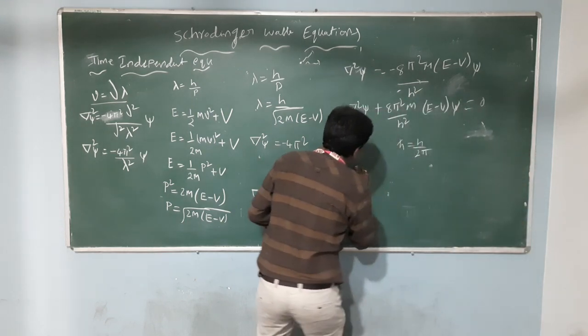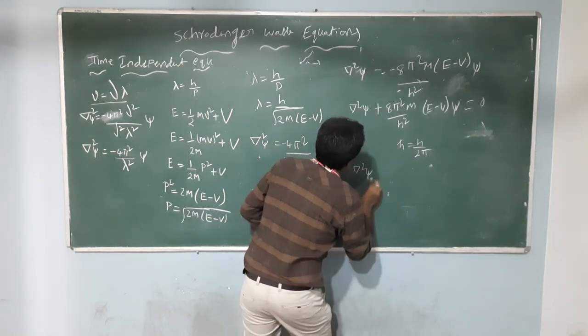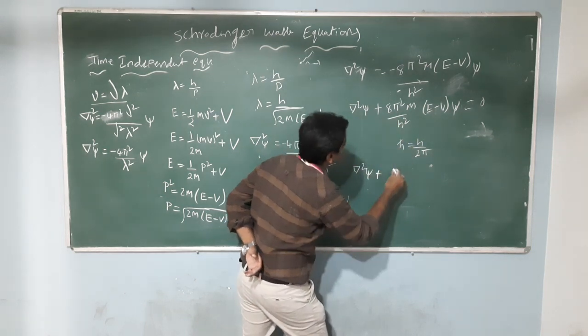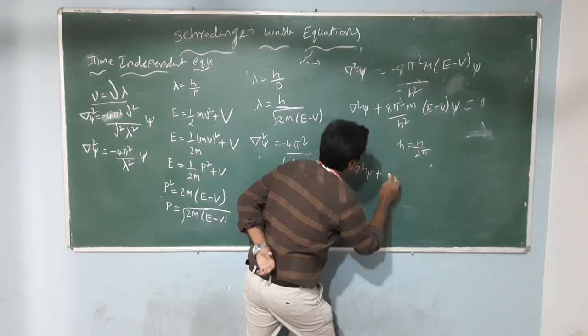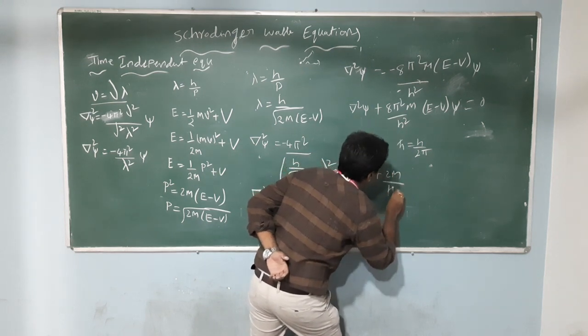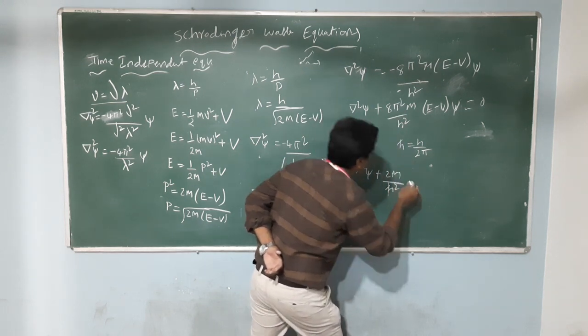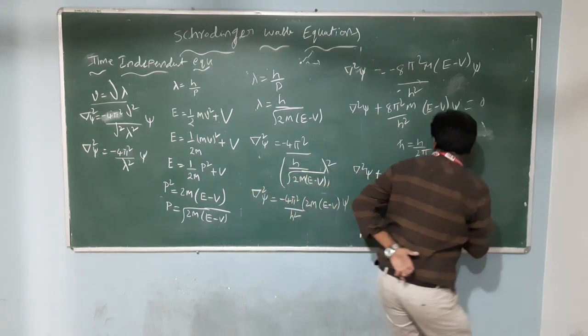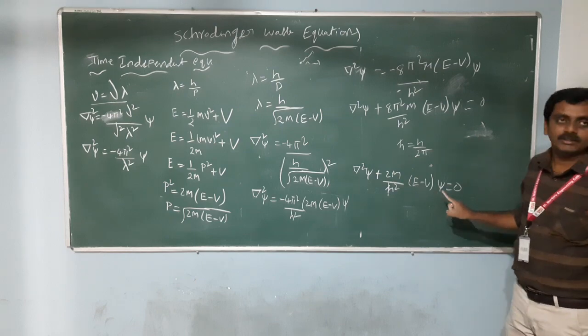So this equation will be del square psi plus 2m by h cross square into E minus V into psi is equal to 0. So this is the simplified Schrodinger wave equation.